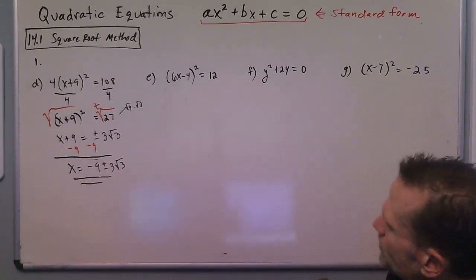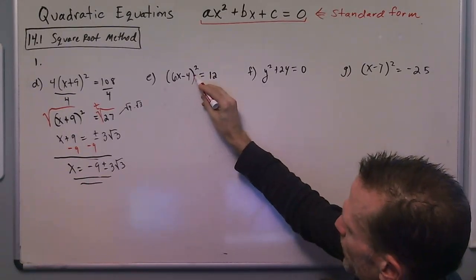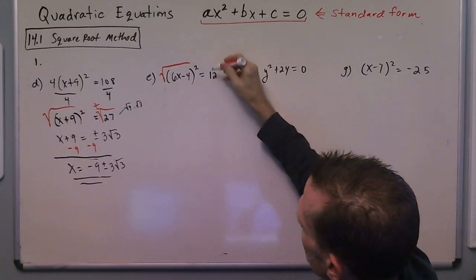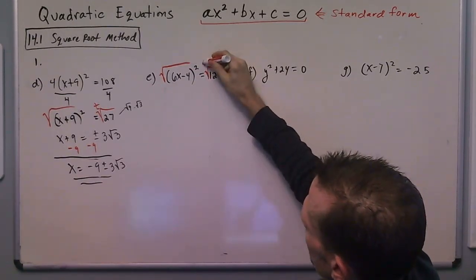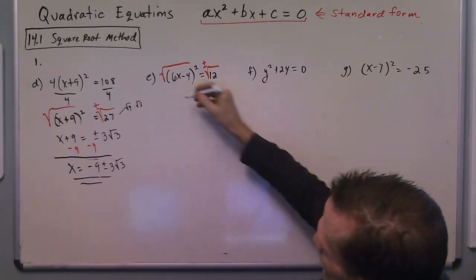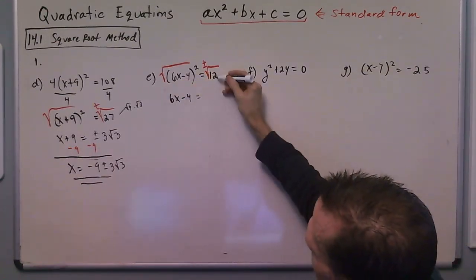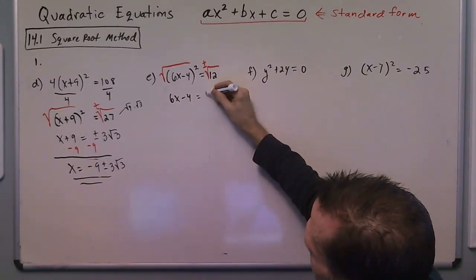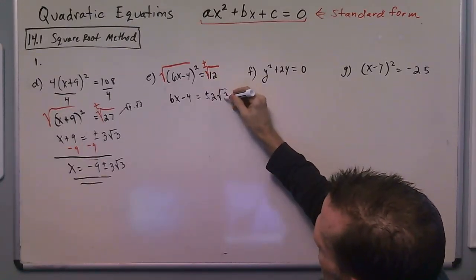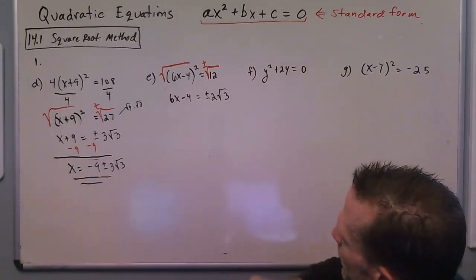Okay. So here we have our quantity squared that's already isolated, so I can square root this side, square root this side. Remember our plus or minus here. On the left side, I get 6x minus 4. On the right side, after simplifying, I get plus or minus 2 radical 3. Then I can add 4 to both sides.